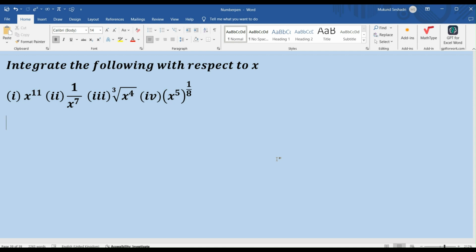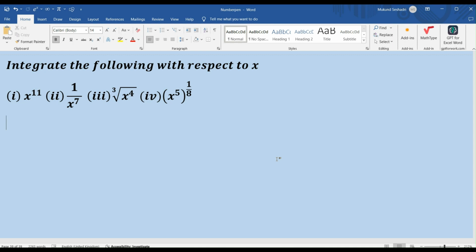So there we have the problem on our screen. Integrate the following with respect to x. And then we've been given four functions: x to the power 11, 1 by x to the power 7, cube root of x to the power 4, x to the power 5, the whole power 1 by 8, right?